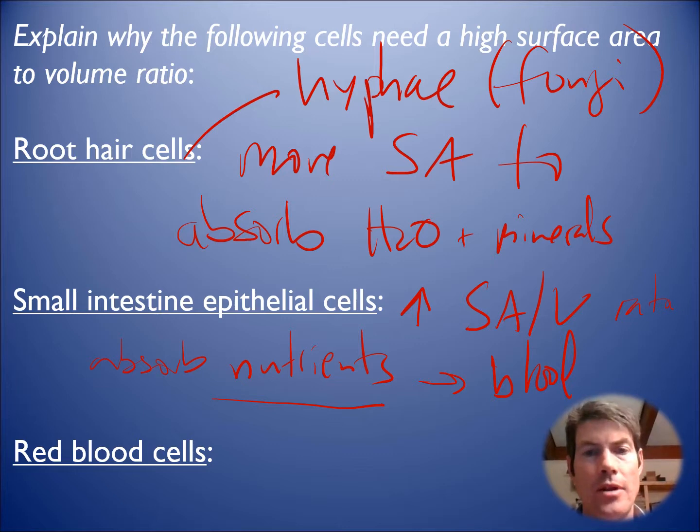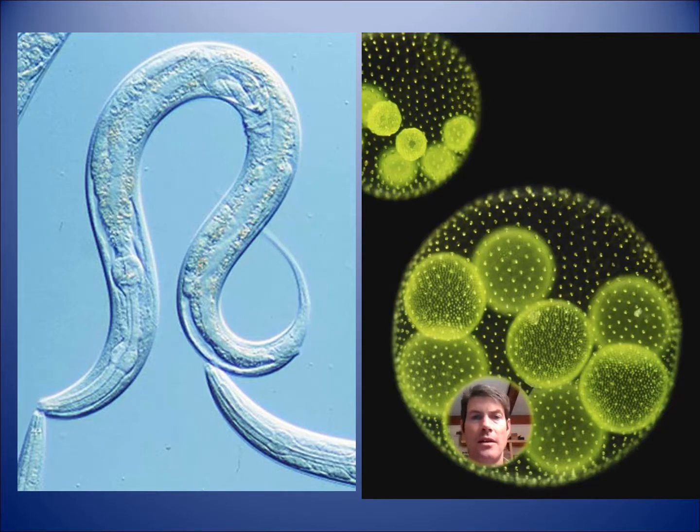And then we got your red blood cells. Again, high surface area to volume ratio allows release of oxygen at your tissues. When it gets to the tissue it needs to go to, it can get out.